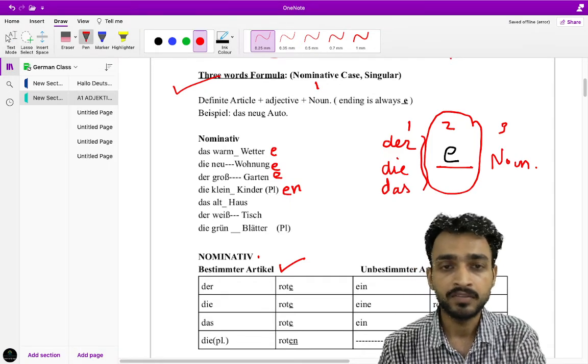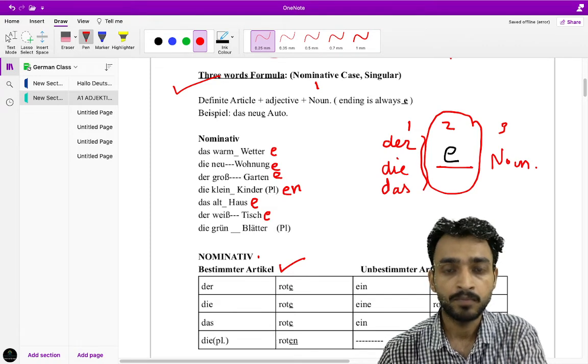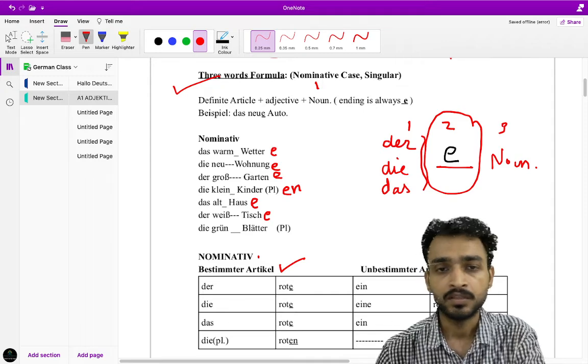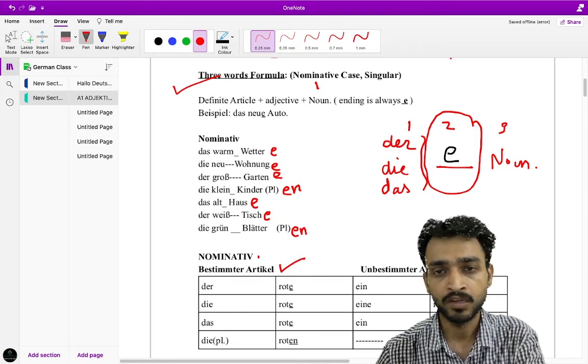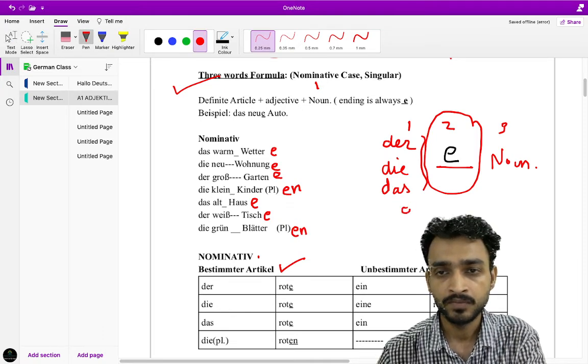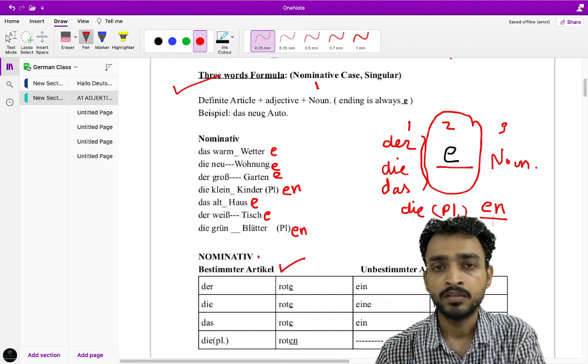Then we have, you can say, das alte Haus. So again, singular, E ending. Then the white t-shirt, the white table, E. If it's plural, Blätter means pages or leaves, the green pages, so grünen, en ending. So this I call the three-word formula, except in the plural case. In the plural case, the article is always die, and the ending is en. So this is called the three-word formula.